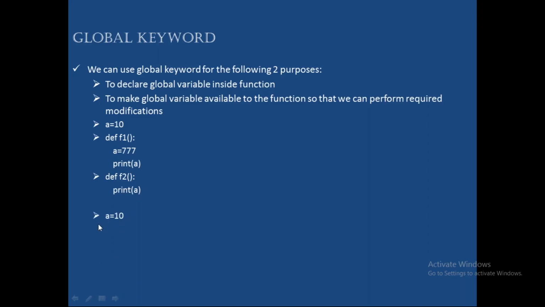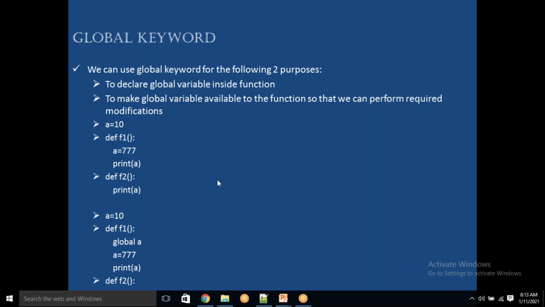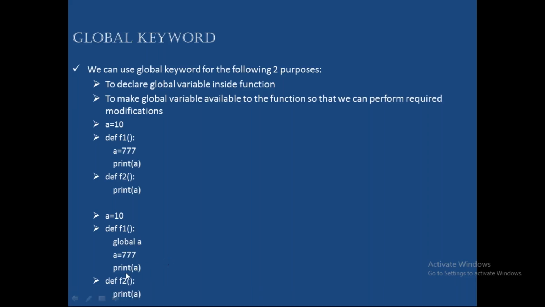Now I have another requirement. a equal to 10, def f1, global a. I am making global a equal to 777, print a, and def f2, print a. So this time, what is the a value? 10, sir. First 10, no? Not 10. See, again I said a equal to 777. This 777 only will print here.